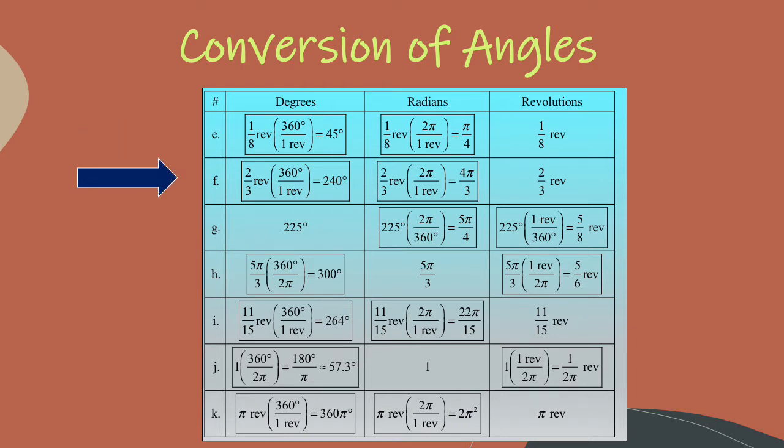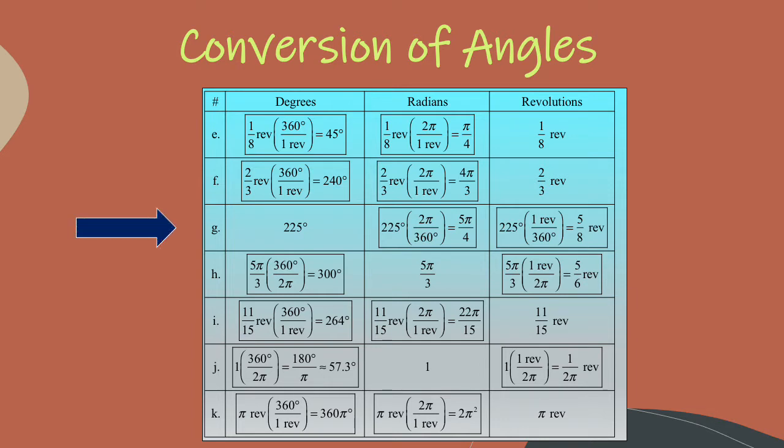In F, we are given 2/3 of a revolution. We change to degrees by multiplying that by 360 degrees over 1 revolution, getting 240 degrees. To change to radians, we multiply our 2/3 revolutions by 2 pi over 1 revolution. The revolutions cancel out, and we're left with 4 pi over 3.